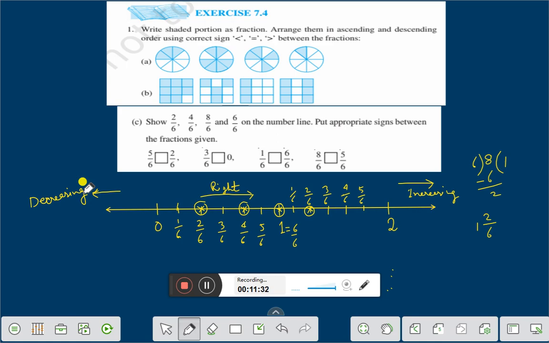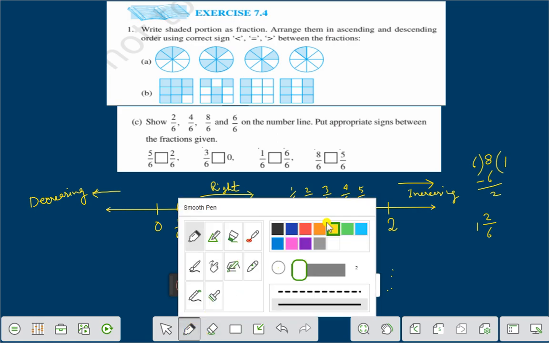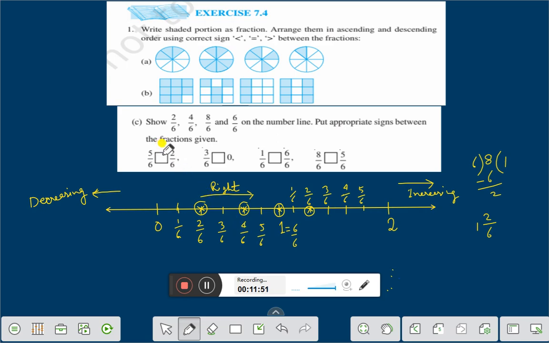Now you see 2 by 6 is here, and 5 by 6 is here. 5 by 6 is right side of 2 by 6. Therefore 5 by 6 is greater than 2 by 6. Right? Now next question.